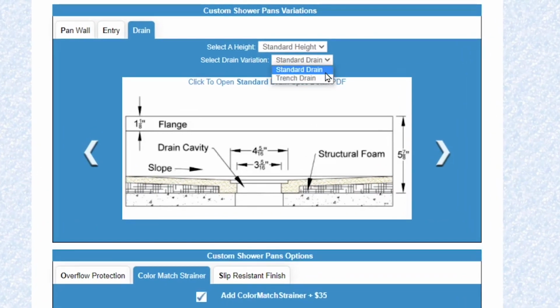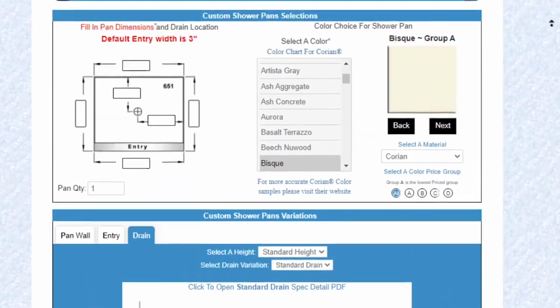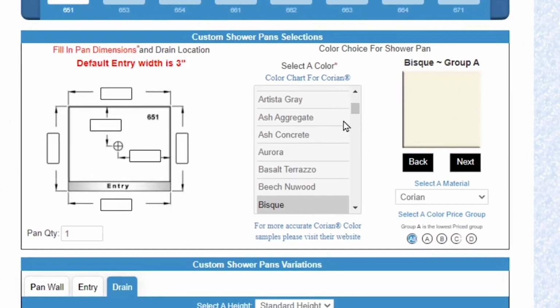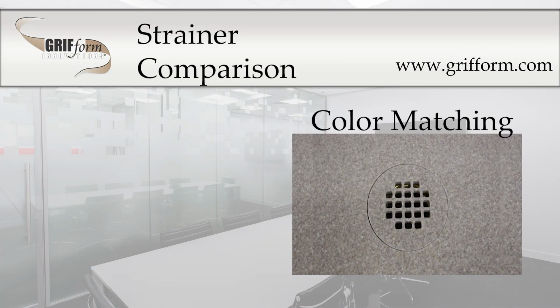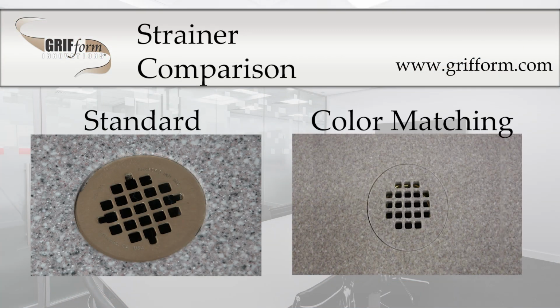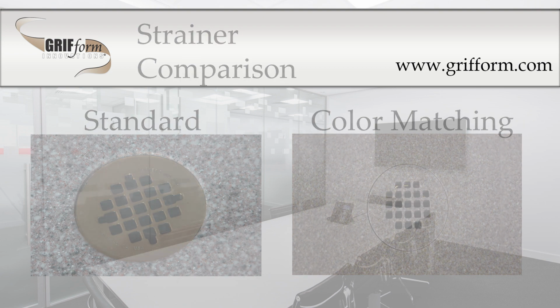Our color matching strainers are built to sit flush to the floor of your shower pan and built to whatever color you have previously chosen for your shower pan. In this example, you can see a Grifform color matching strainer side by side with a possible standard drain strainer you might end up selecting later on.